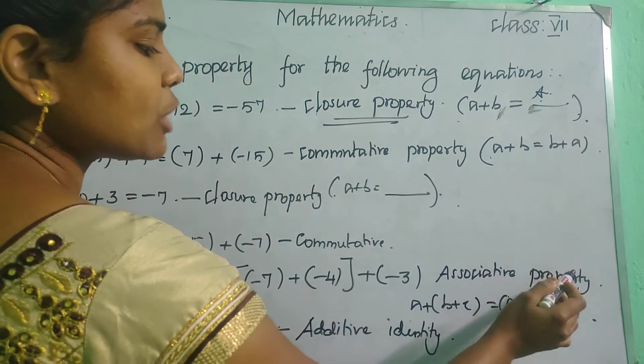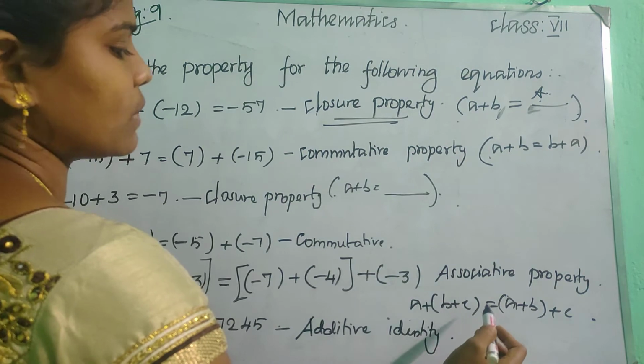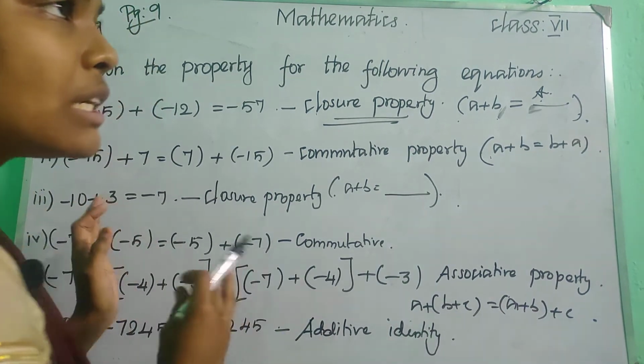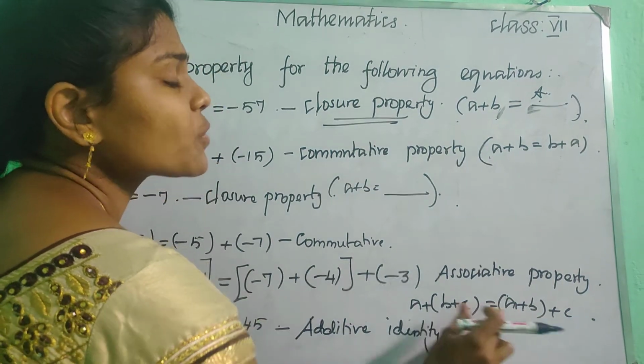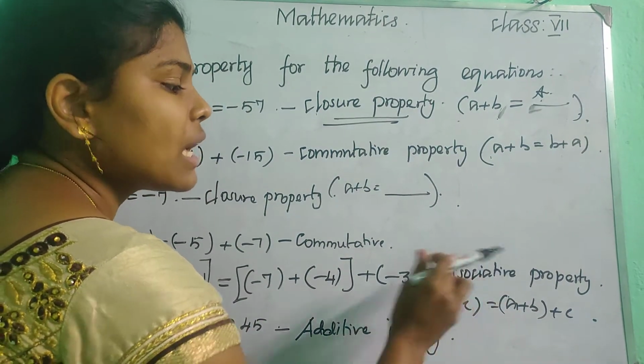And associative property means (A + B) + C equals A + (B + C). That is, we are having the same integers on the left-hand side as well as on the right-hand side, but only the brackets differ. That is called associative property.